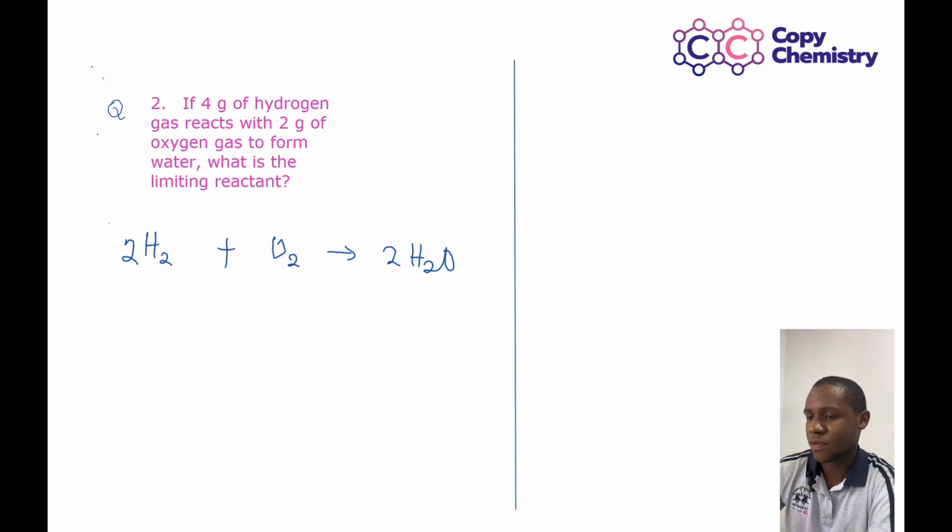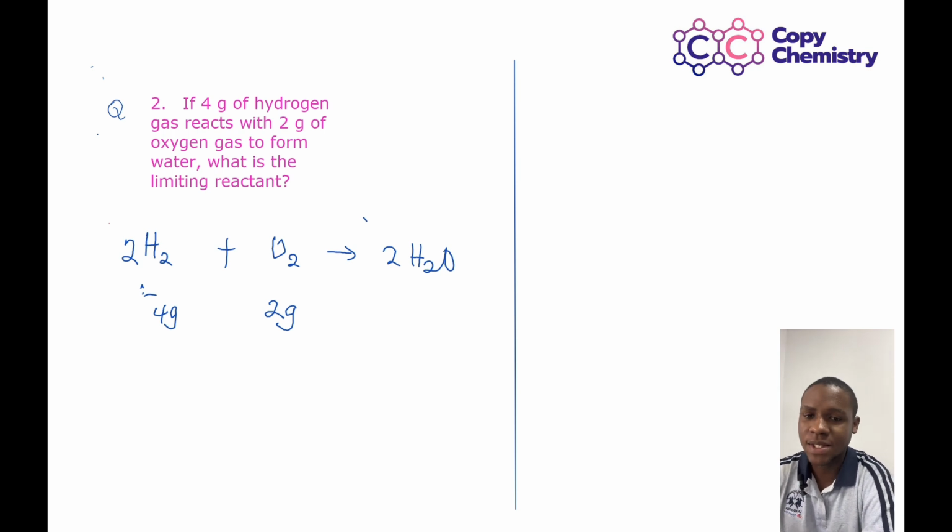So it has to be balanced, and then you notice that we have 4 grams of hydrogen there. So that's 4 grams over there. And for oxygen as well, we have 2 grams of oxygen. Now this stuff is confusing to write. So what do we do? Yeah, this is 4 grams, this is 2 grams.